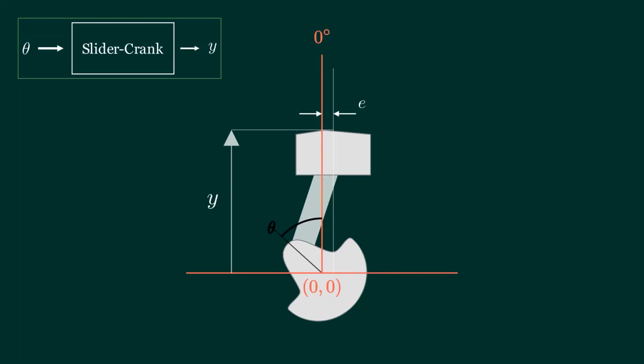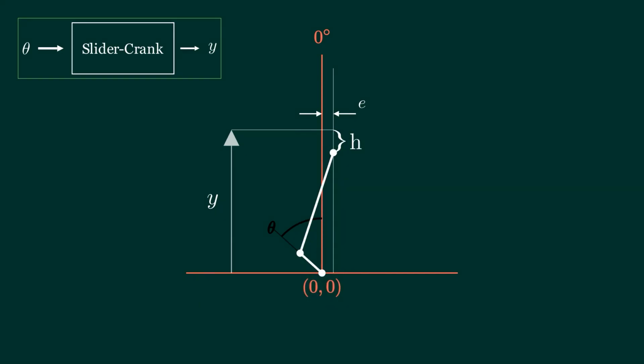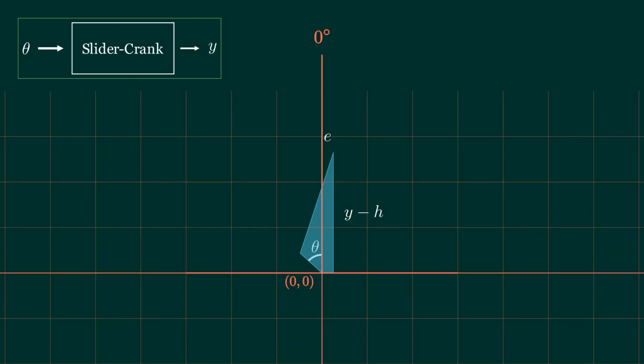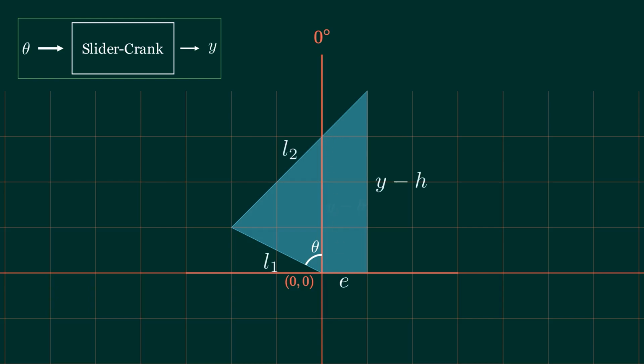Now let's stop the system at a random position and simplify the parts. I defined the distance from the top of the piston to its pin as h. Because h is a constant value, we will compute y minus h. While calculating such mechanisms, it's good to think of them as a polygon. Furthermore, we can scale the polygon in any direction and calculations will not change. I'm stretching the shape to expand the workspace.